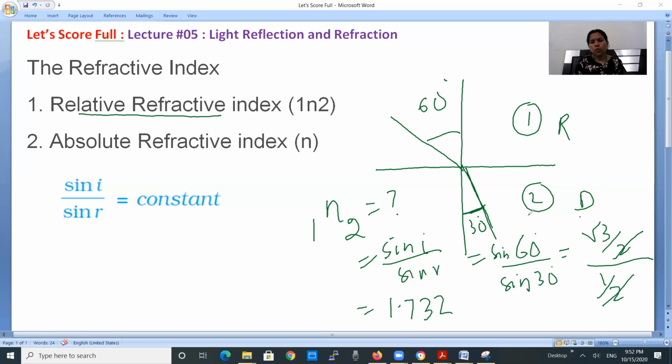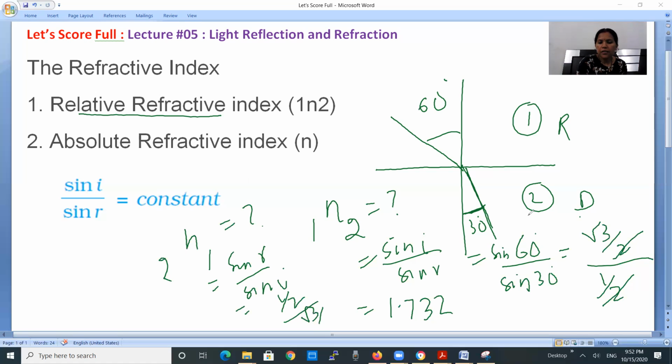Now, if I'll ask what is refractive index of 1 with respect to 2, correct? If this is my question, then what to do? Nothing but reverse the formula. This will be sine R upon sine I. So sine R is sine 30 degree. Sine 30 is 1 by 2 and denominator root 3 by 2. Correct? So the answer will be 2 and 2 cancel, 1 by root 3.